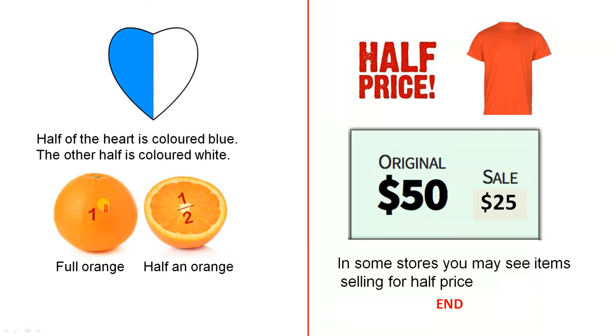Here is a full orange, so that's why we do 1, which means 1 full orange. This is half an orange, 1/2, so it's 1 part out of 2 when we cut it in half.